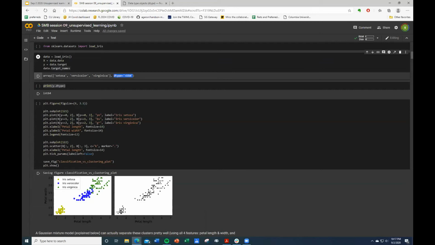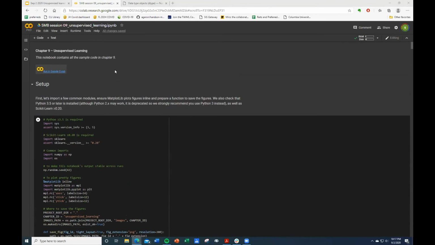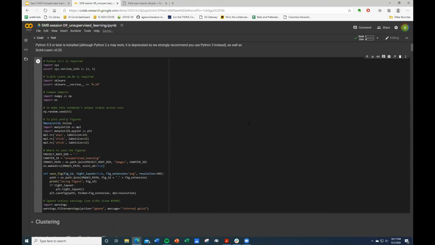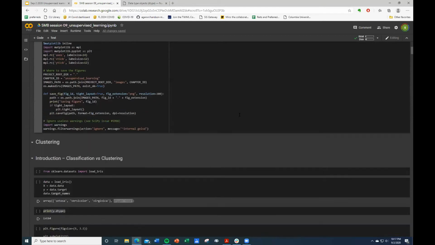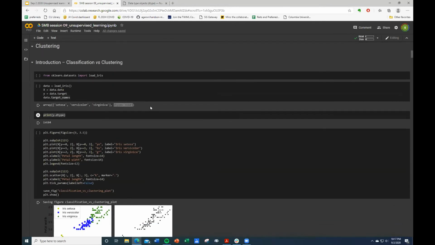And make sure I am sharing this. Okay, cool. So I'm going to run this along with you guys. Some of the things take a little bit longer to run. We're going to start first with our initialization, and we're going to go into classification versus clustering.